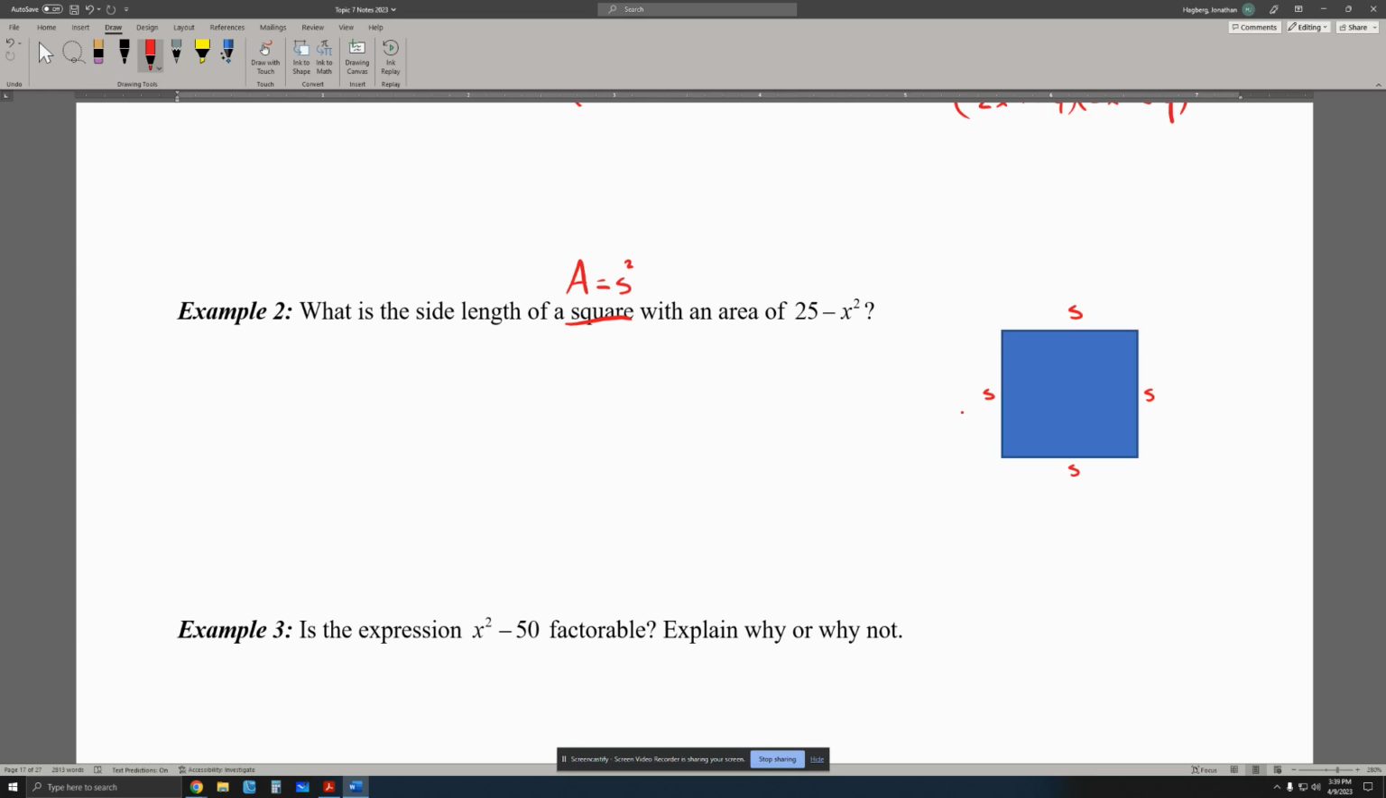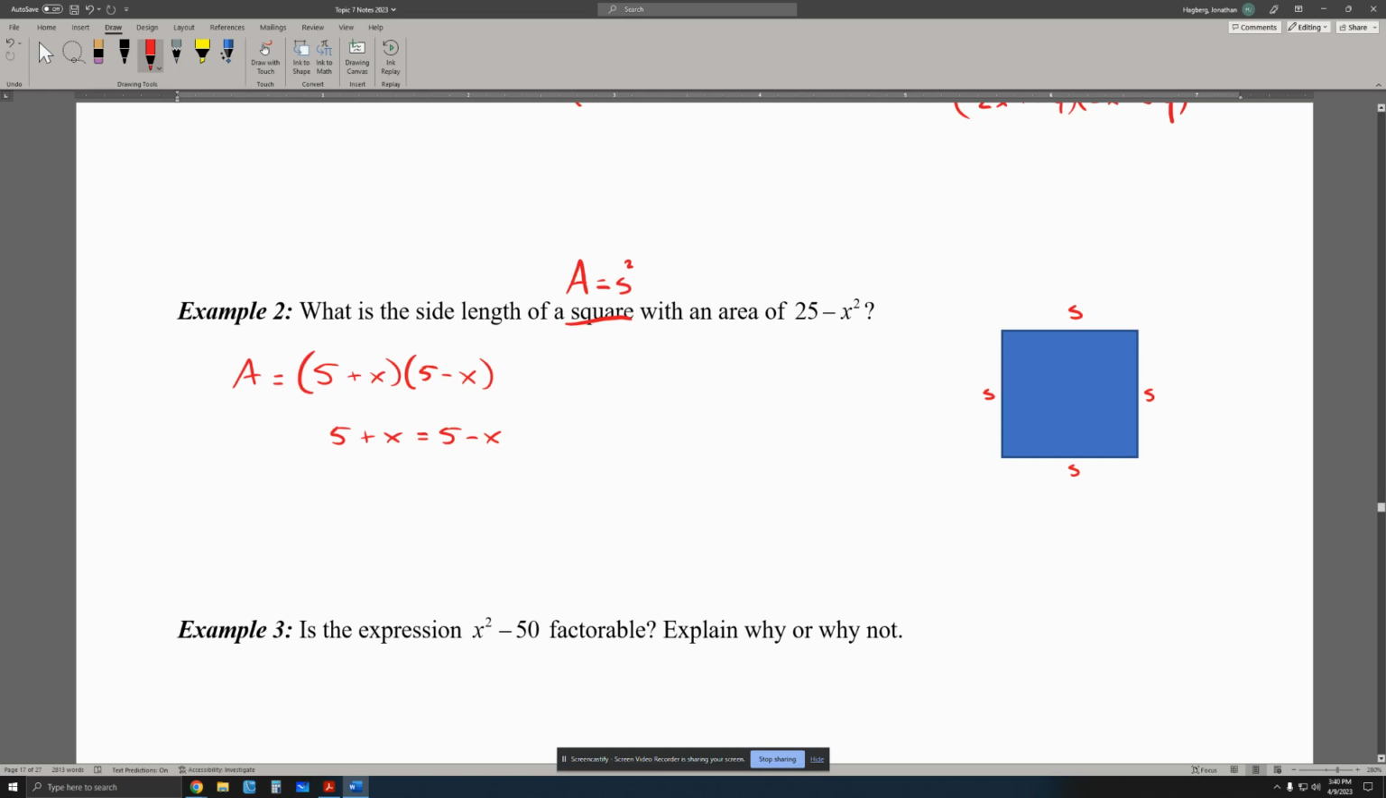So if we factor 25 minus x squared, I know that 25 is a perfect square of 5, and x squared is a perfect square of x. We get the factorization 5 plus x times the quantity 5 minus x. Well, if I know that area is equal to the product, that tells me that each of those side lengths must be equal to one another. So we can set each of those factors equal to one another.